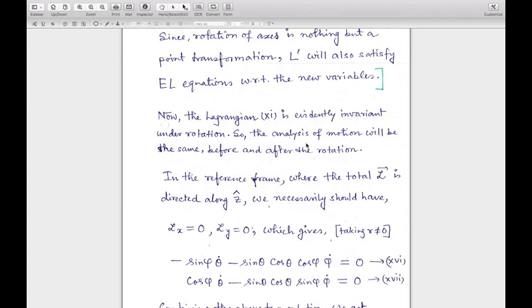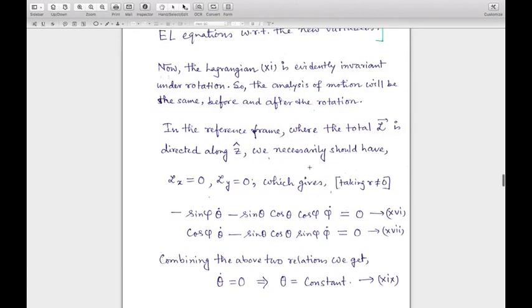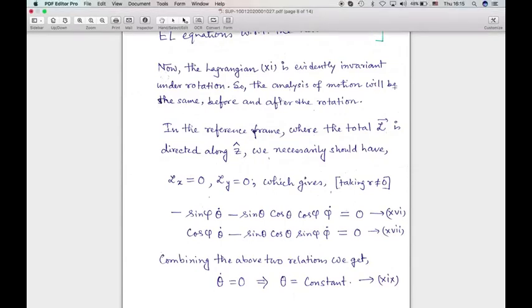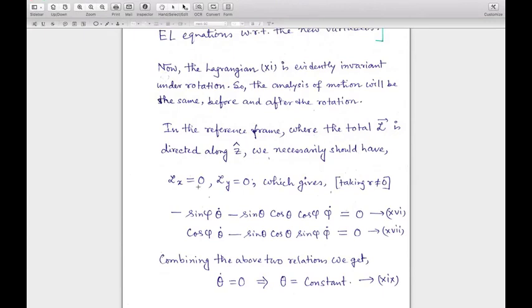And now you can easily think that what you can prove from Newton's law of force, that means r cross F is equal to 0, so the torque is 0, so the angular momentum is conserved, here comes as an outcome of rotational invariance, right? Okay, so now what is the outcome for that? If the total L is directed along Z, then we necessarily should have Lx equal to 0 and Ly equal to 0, right?